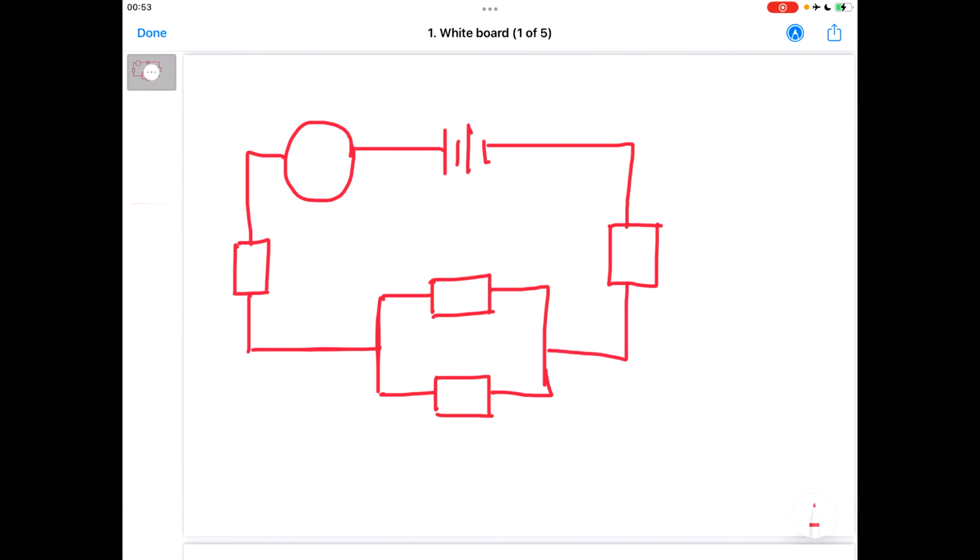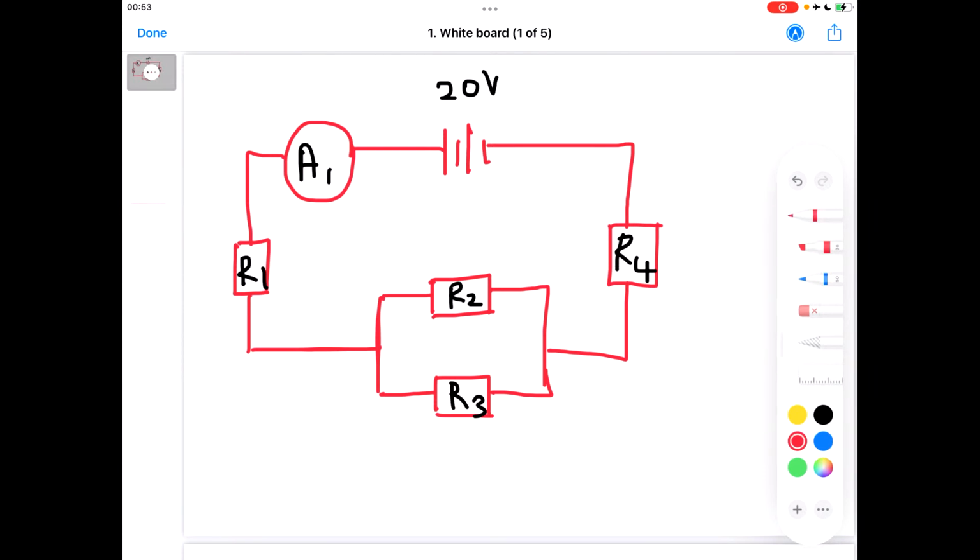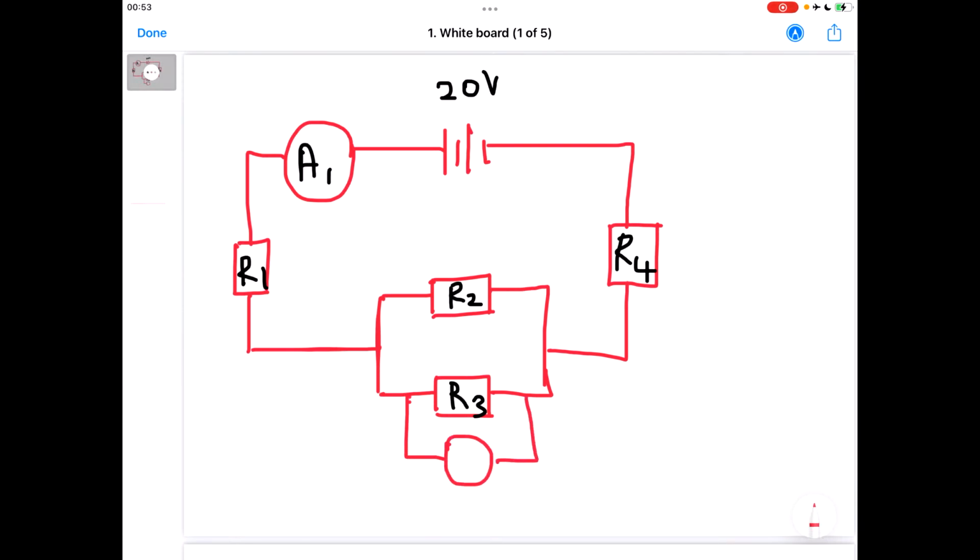Let me say we are having 20 volts, and then we are having an ammeter, ammeter 1, and then R1. Let's say this is R2, this is R3, this is R4, and again let me connect something there, and then that one is obviously going to be the voltmeter, V1.